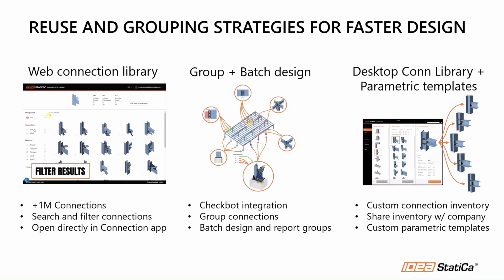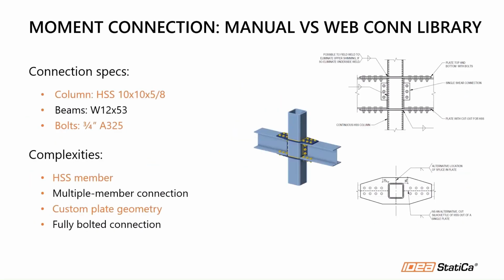Some aspects of this connection example involve an HSS 10 by 10 by 5/8 with a W section 12 by 53 for the beam. We are using common bolts, and some of the complexities in this connection can be the HSS member, multiple members coming into the node, a custom plate geometry, and a fully bolted connection for the beams.